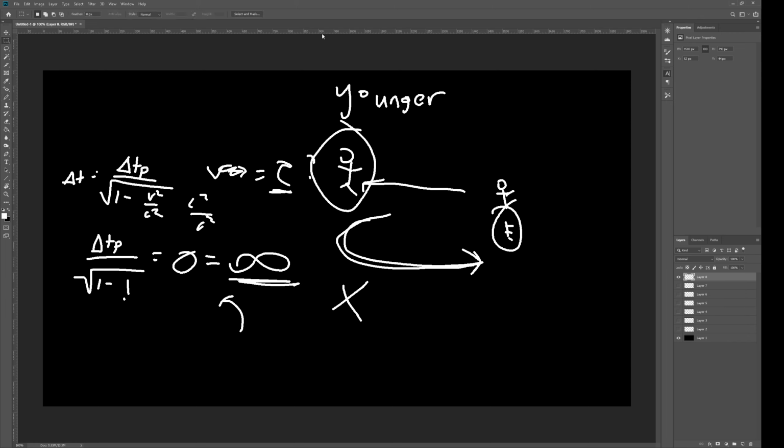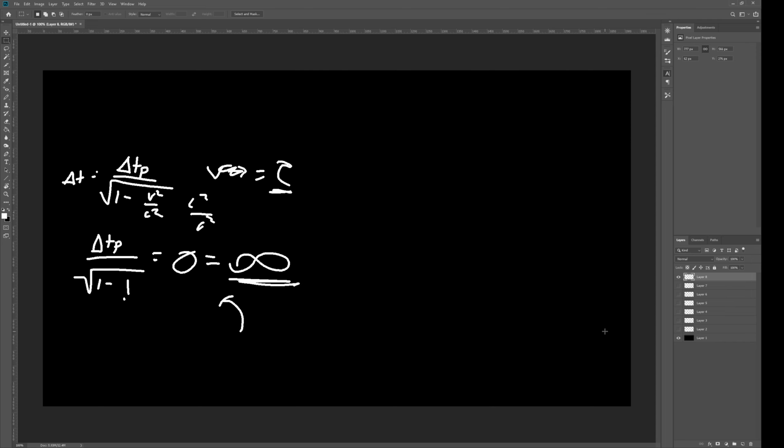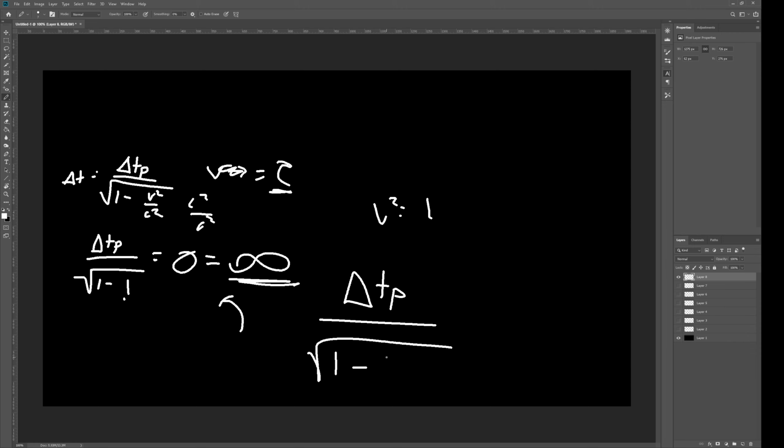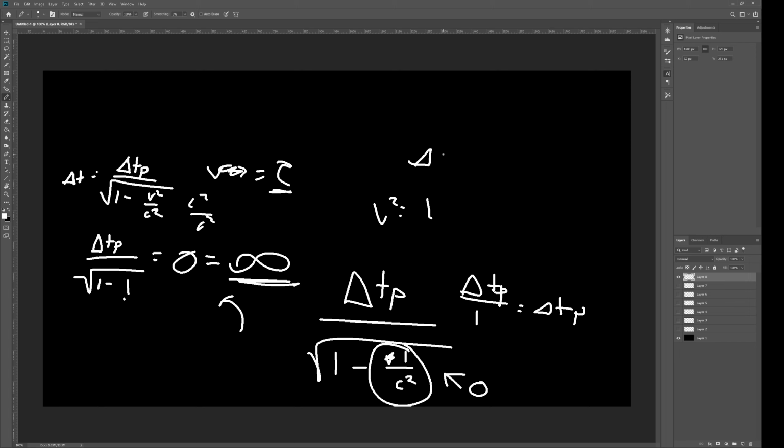Now, what if we have v less than c by a large margin? Let's say v squared over c squared is very small, and we can just say that this is equal to 0. Then we would have delta t p over 1, which is just delta t of p. And that means that our time is just proper time. So this follows the classical physics equation as well, which is pretty nice.